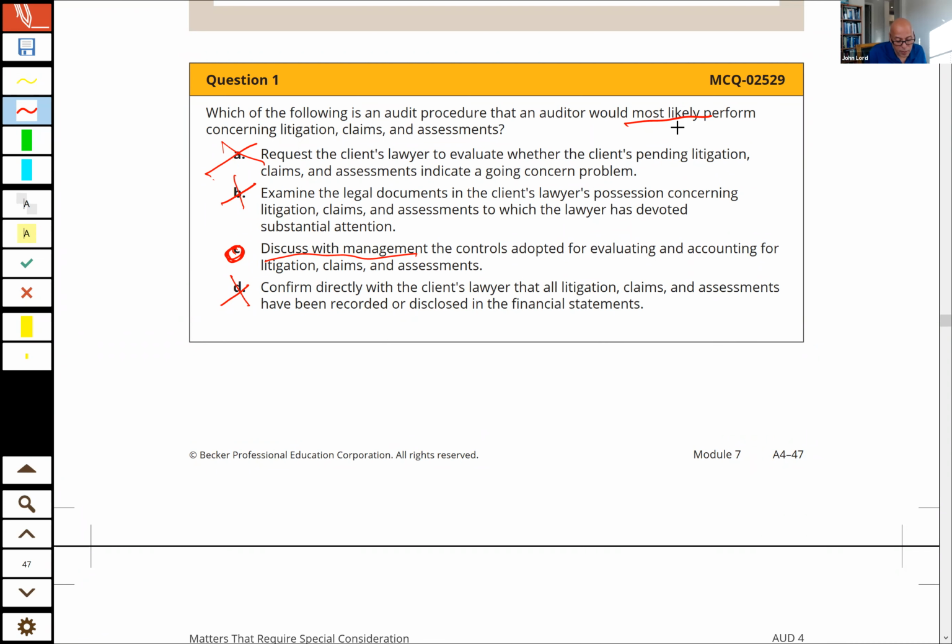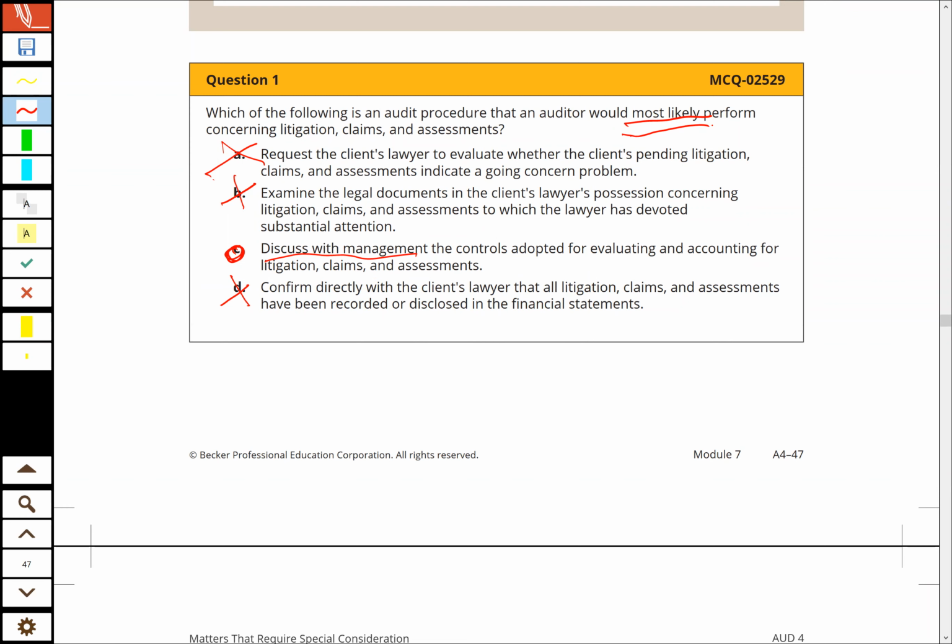you're not, and I don't mean this as a personal criticism, but often candidates don't give the appropriate consideration for the phrase most likely. That means that there could be some things in here that'll sound reasonable, but there's one that is like, bam, you know you're going to do this. You're going to discuss with management.